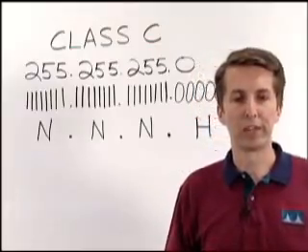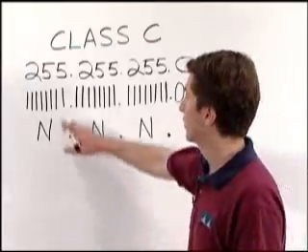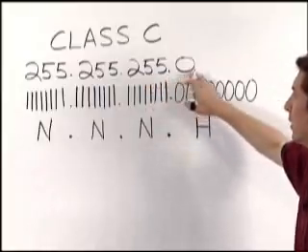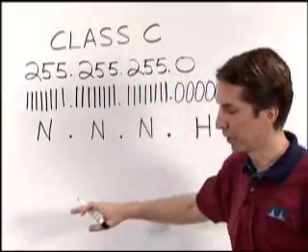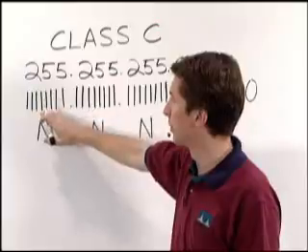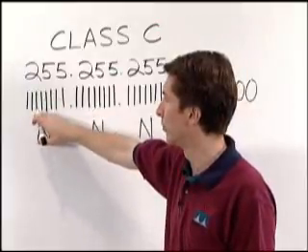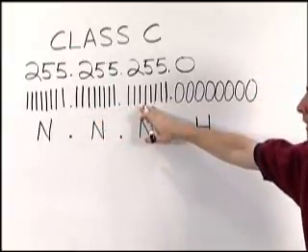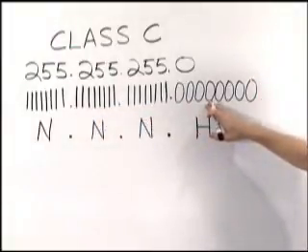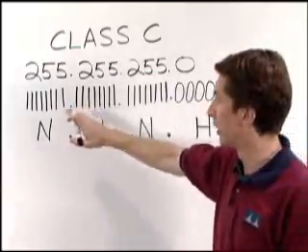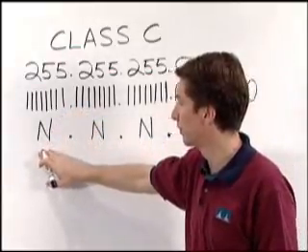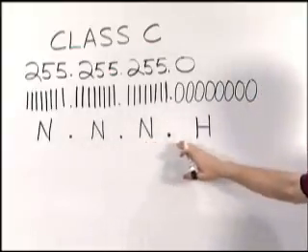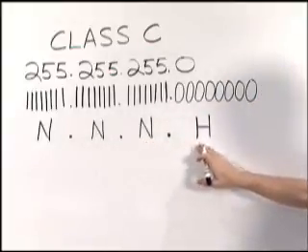Let's look at the structure of a Class C subnet mask. The default Class C subnet mask is 255.255.255.0. If we write that number out in binary, 255 is represented by 8 ones, so we have 8 ones in the first octet, 8 ones in the second octet, 8 ones in the third octet, and 8 zeros in the fourth octet. Remember that the first three octets are the network portion, and the fourth octet is used for the host portion.